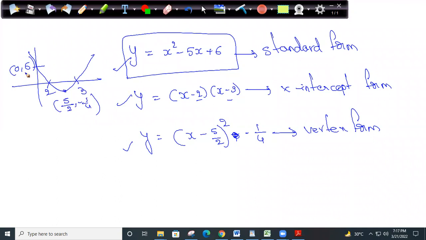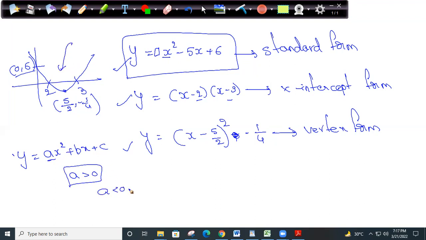Let us come back to each and every point. So what is this form? First of all, we have 2 types of parabola, upward and downward. We can also write the standard form as y is equal to ax square plus bx plus c. If a is positive, definitely the parabola opens upwards. If a is negative, suppose you have y is equal to minus x square plus 5x minus 6, you try to draw this graph, you definitely get an inverted parabola, a downward parabola.